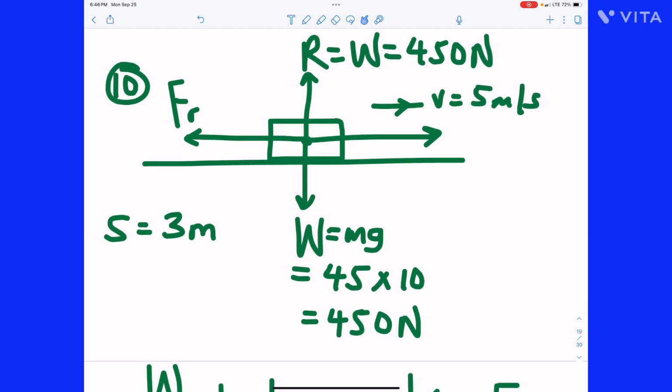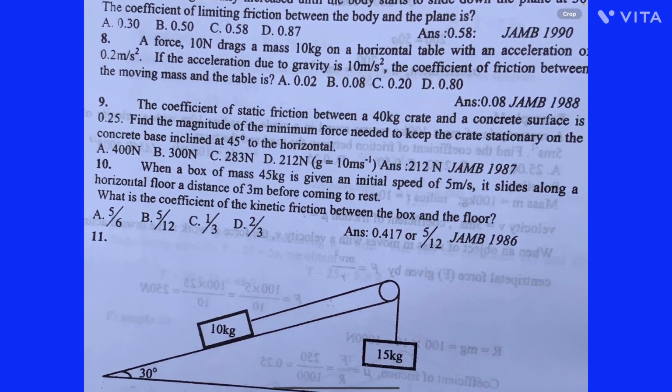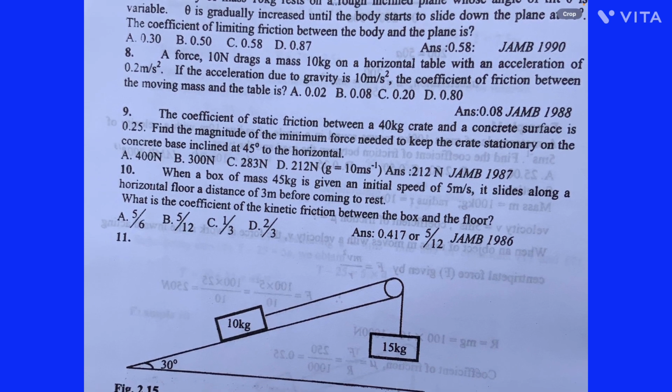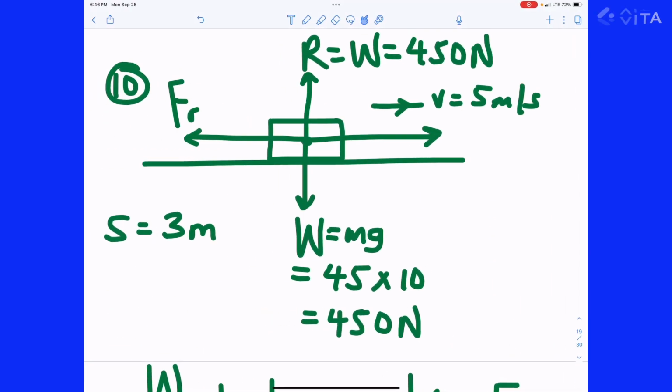Now, question 10 says, when a box of 45 kg is given an initial speed of 5 meters per second, it slides along a horizontal floor a distance of 3 meters before coming to rest. What is the coefficient of kinetic friction between the box and the floor? This is a very simple question.